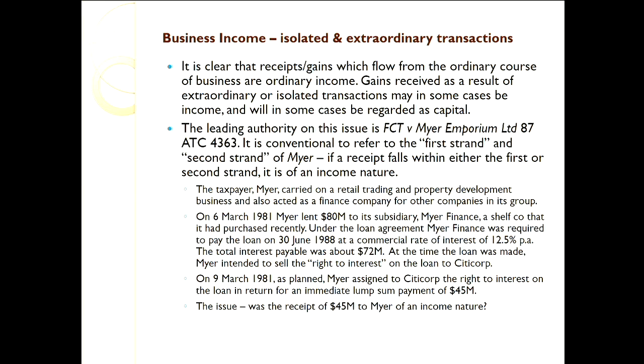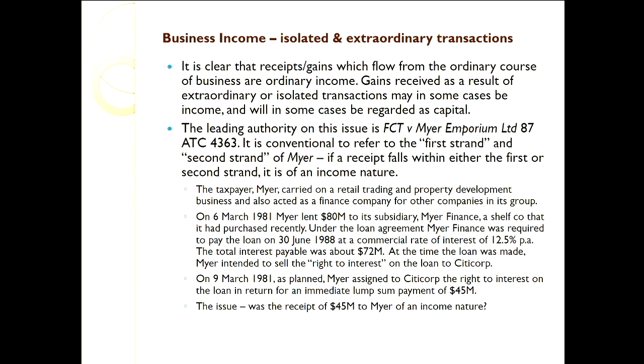All right, now we're getting on to a very interesting and important subtopic, right? In a business context, we're looking at isolated and extraordinary transactions, and when receipts that are the result of extraordinary transactions might be regarded as ordinary income under the tax law. The leading case is Myer, okay? And we just call it Myer. It's a very well-known case. And we talk about Myer Strand 1, Myer Strand 2.